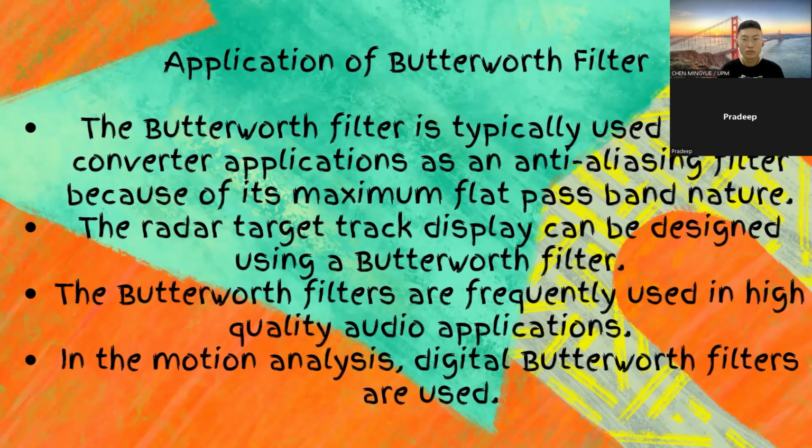So for this part, I'll be talking about applications of the Butterworth filter. The Butterworth filter is typically used in data converter applications as an anti-aliasing filter because of its maximally flat passband nature. The radar target track display can be designed using a Butterworth filter. Butterworth filters are also frequently used in high-quality audio applications. In motion analysis, digital Butterworth filters are used.